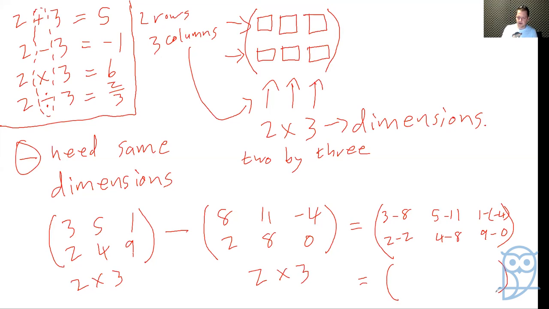And then we can write this out as a final answer. So 3 minus 8 is minus 5. 5 minus 11 is minus 6. And 1 minus minus 4, the double minus makes a plus. 1 plus 4 gives me 5. You can check all of this sort of stuff in your directed numbers section. 2 minus 2 is 0. 4 minus 8 is minus 4. And 9 minus 0 is 9. And again, we end up with a 2 by 3 matrix. All right.